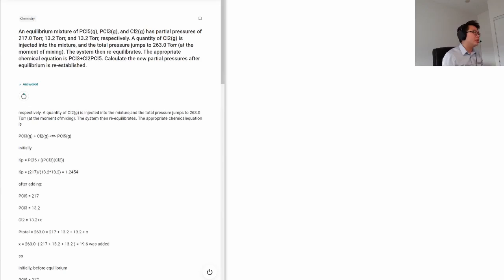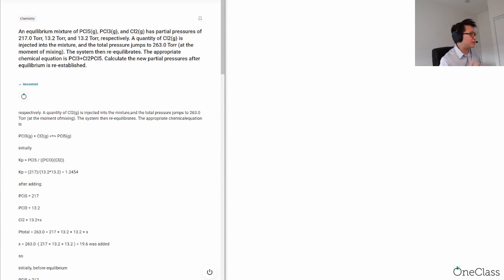We have an equilibrium mixture of PCl5, PCl3, and Cl2, with partial pressures of 217 torr, 13.2 torr, and 13.2 torr respectively. Then excess chlorine gas is injected into the mixture. The total pressure just before the equilibrium is re-established will be 263 torr.